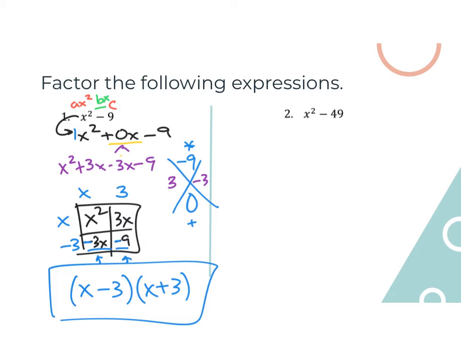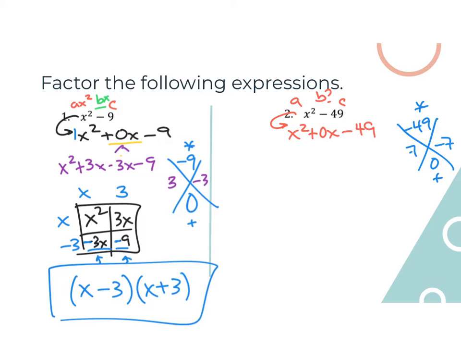Let's take a look at number 2. In number 2, I have x squared minus 49. Again, I've got the a term and the c term, but the b term is not there. If I rewrote this, it would look like x squared plus 0x minus 49. Then I can go ahead and factor. When I factor, I've got negative 49 on the top and 0 on the bottom. So what gives me a product of negative 49 but a sum of 0? That would be 7 and negative 7. That's what splits off my middle term.